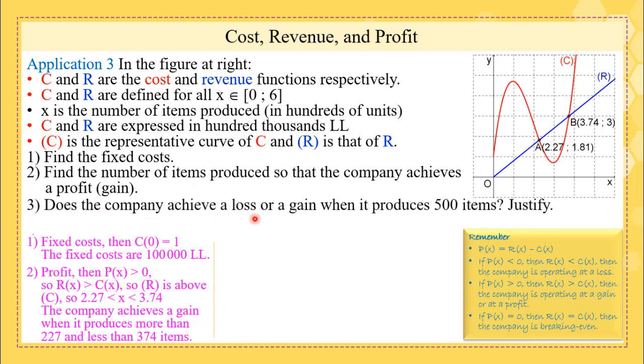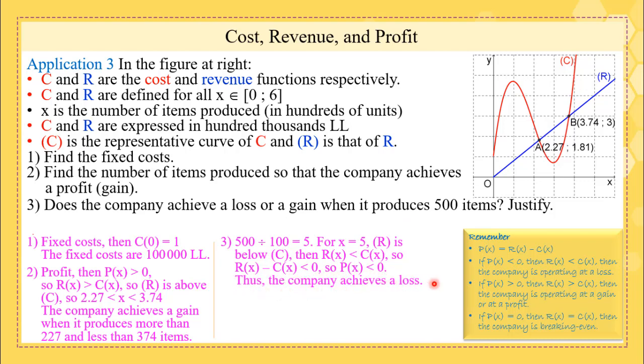The third part is, does the company achieve a loss or a gain when it produces 500 items? Justify. First, we need to find the value of x. So x equal 500 divided by 100, which is equal to 5. So for x equal to 5, the blue curve R is below the red curve C. Thus, R of x less than C of x. So R of x minus C of x less than 0. And consequently, P of x less than 0. Thus, the company achieves a loss when it produces 500 items.